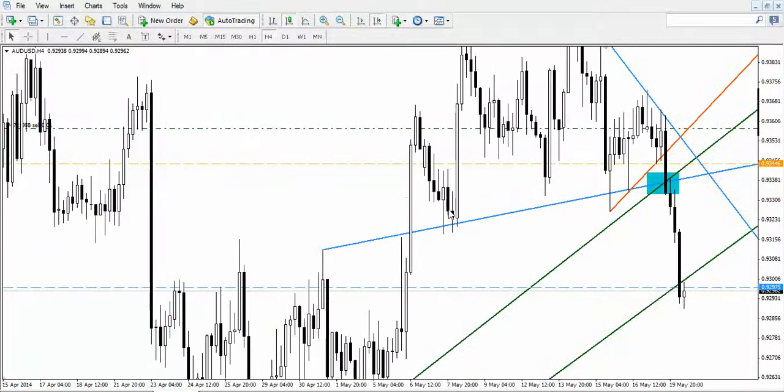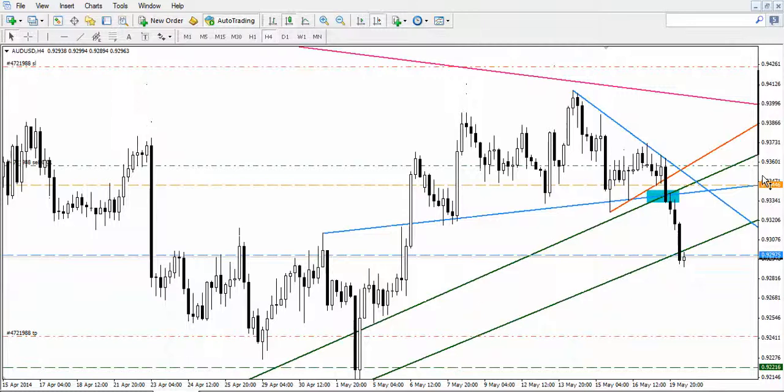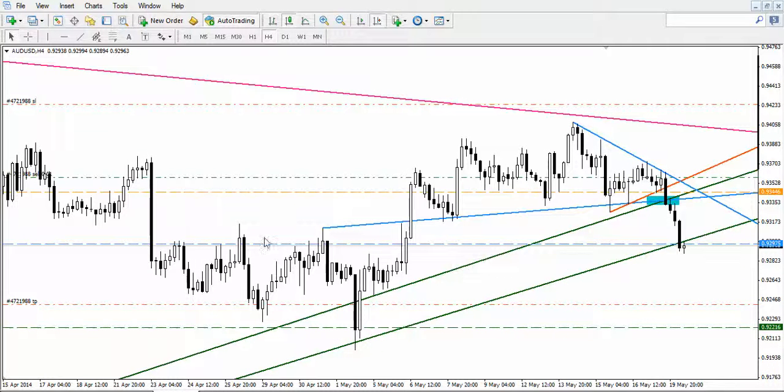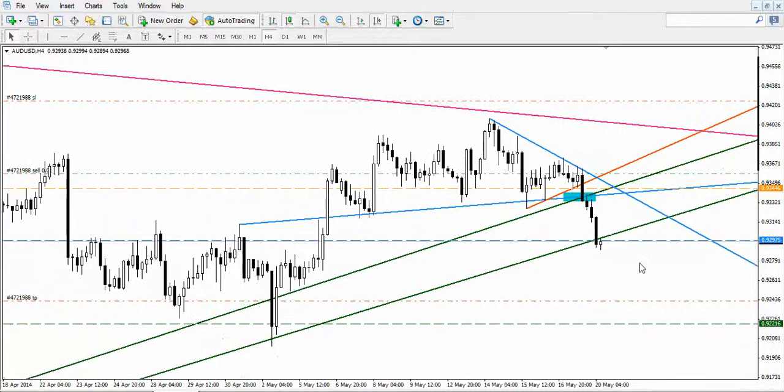If we look at the 4-hour chart, you can see this support line here is quite significant, so I'd like to see this break down decisively over the course of today. We'll wait and see what happens. We're at break even now, so I can't lose anything on this trade, which is a nice position to be in.